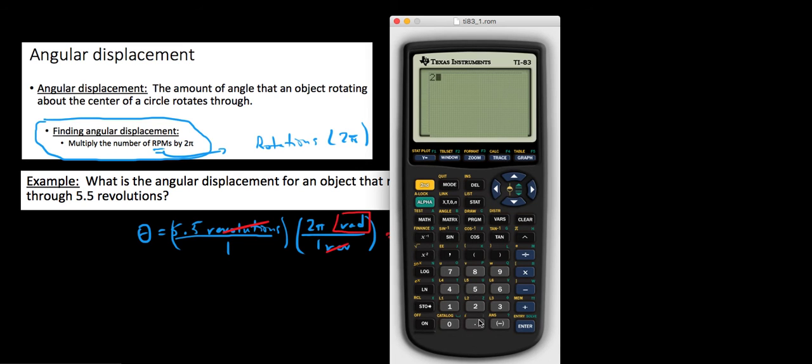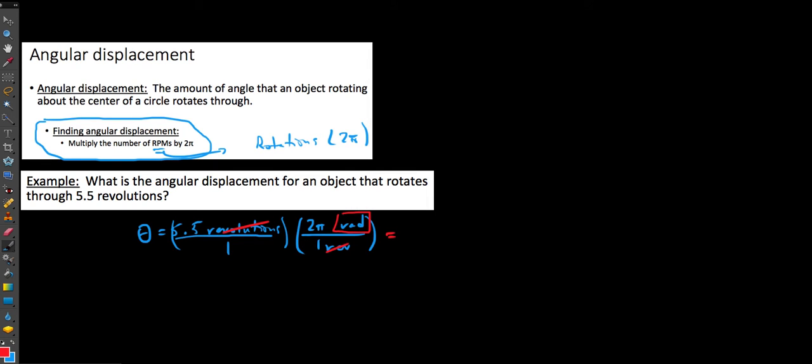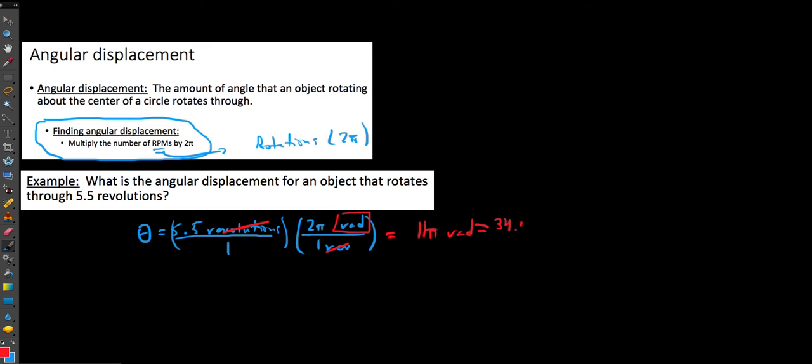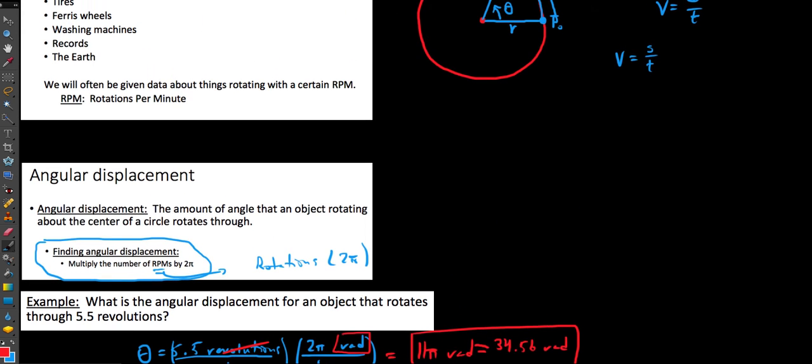So we take 2 pi times 5.5, and we get 11 pi radians, or about 34.56 radians. First things first, we just want to be comfortable with finding the number of radians that we rotate through given a situation.